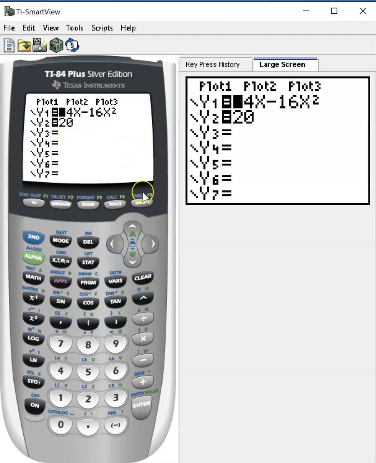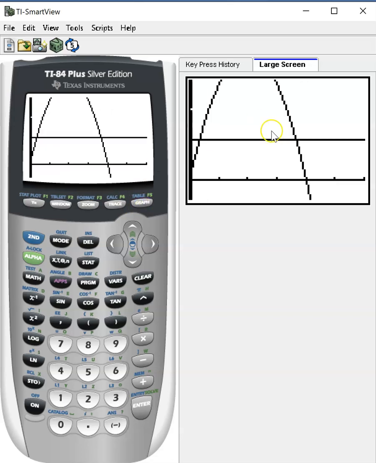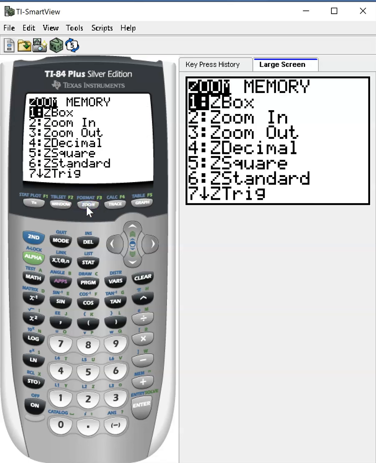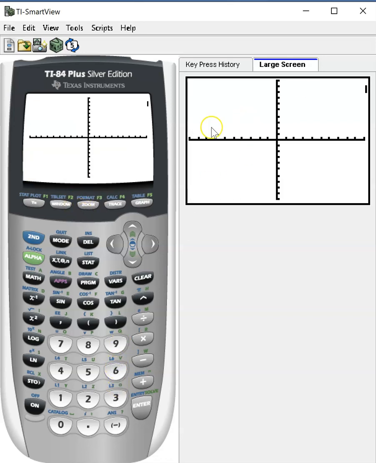Now we're going to go to the graph. So you're going to hit the graph button right here. It's going to pull up a graph. I'm going to redo this so you can watch how it happens. I'm going to go to the standard window, zoom, that middle key, and the button 6. It makes it so that my window goes from negative 10 to positive 10 on the x, and negative 10 to positive 10 on the y.